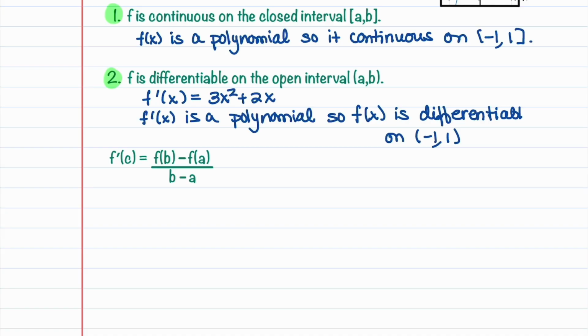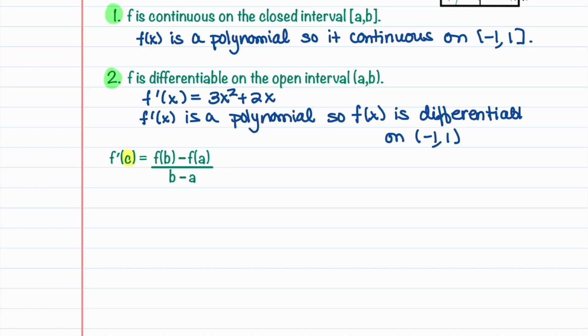Now what we have to do is find all numbers c, here's c right here, that satisfy the conclusion of the mean value theorem. The conclusion tells us that the derivative at some point c is going to be f of b minus f of a over b minus a. That's just saying that the instantaneous rate of change, which is f prime of c, is equal to the average rate of change, which is f of b minus f of a over b minus a.